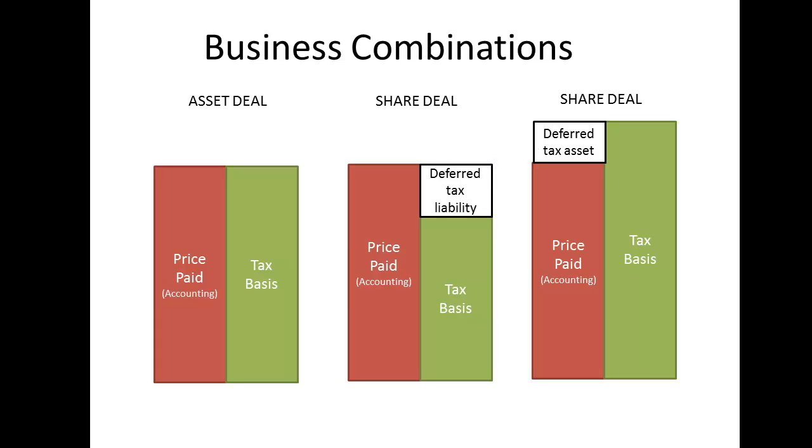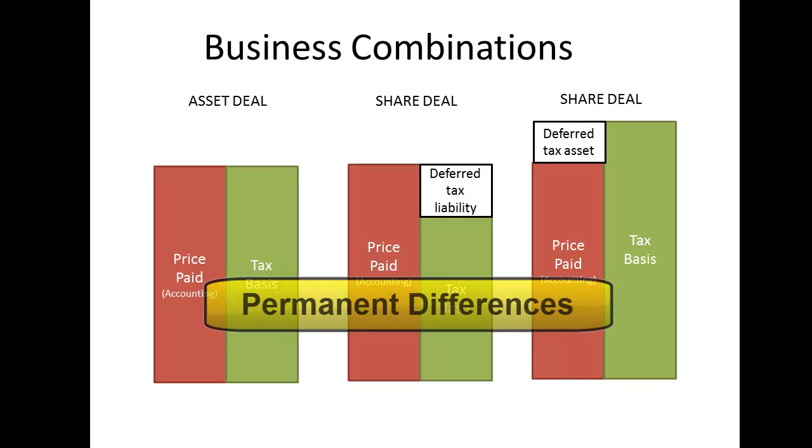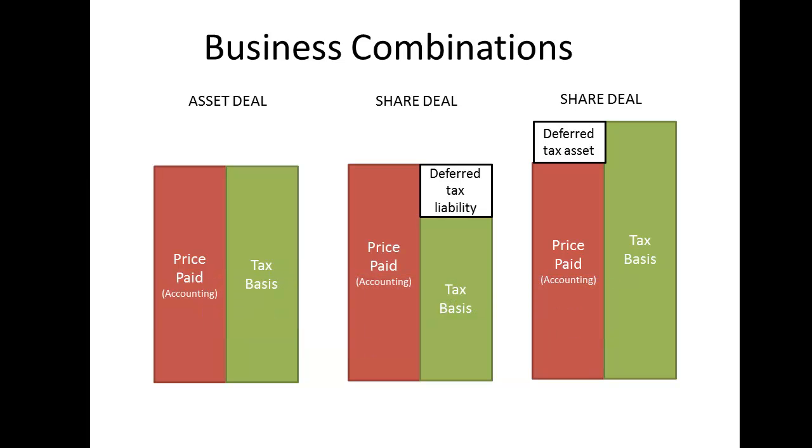Note that we are only concerned with identifying taxable differences. Permanent differences do not get recorded. A permanent difference is one for an item that never gets deducted for tax purposes. Say, for example, goodwill in a share acquisition. Which brings up the point of this slide.